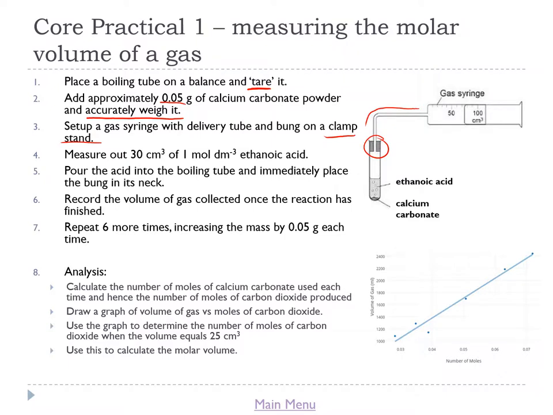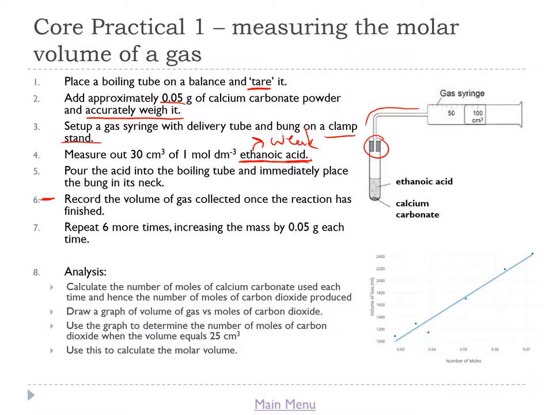And then we're going to measure out 30 centimeters cubed of ethanoic acid. Now, ethanoic acid is a weak acid, so that's going to react much more slowly, which means the gas will be made more slowly, and we're not going to lose so much as we spend time putting the bung securely in place. Then we're going to pour the acid into the boiling tube and immediately place the bung on its neck, and then record the volume of gas collected once the reaction is finished.